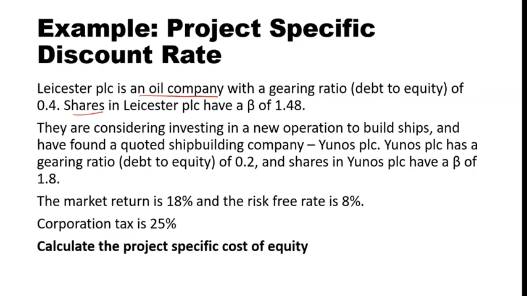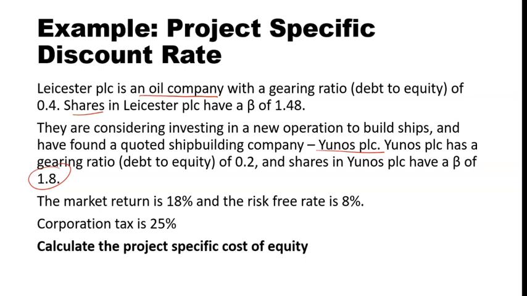So we need information from similar companies, and the similar company which we now know is Yunus plc. Yunus plc has got a beta of 0.8. This beta is a share beta, an equity beta, so it is a geared beta. We need to remove the financial risk and then work with the business risk only, of shipbuilding. So we want to de-gear this beta. We want to remove the gearing.